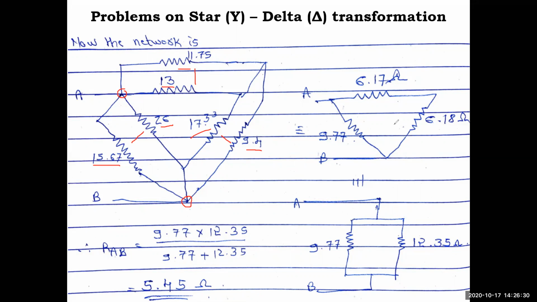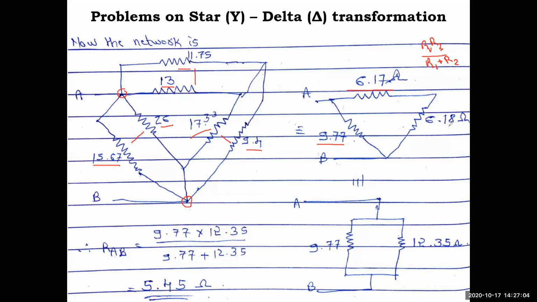That we have done here. The calculation I have not shown, but I have directly done it, so you have to do it. The formula is, if you have two resistances in parallel, you can use this formula: 1 by R1 plus 1 by R2, taking the LCM, it will be R1 R2 by R1 plus R2. So I have multiplied these two and divided by the sum of these two. You got 9.77. Then 13 into 11.75 divided by 13 plus 11.75, you got 6.17.